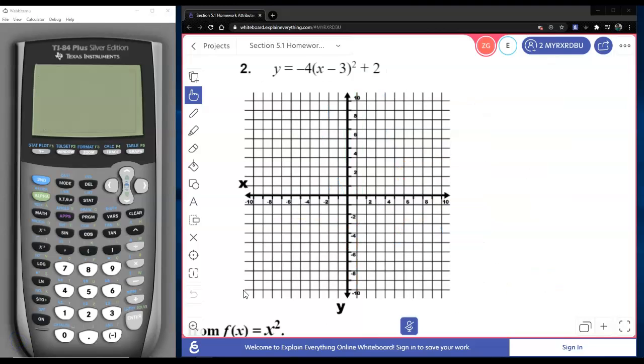Number 2, we're going to go ahead and graph that quadratic. So we're going to go ahead and start by placing this into the calculator. And you notice we already have something there, so let's just press clear. So we have -4 parentheses x minus 3 close parentheses squared plus 2. So just double check that we have the right equation. Now I'm going to press graph just so we can see what we're working with.